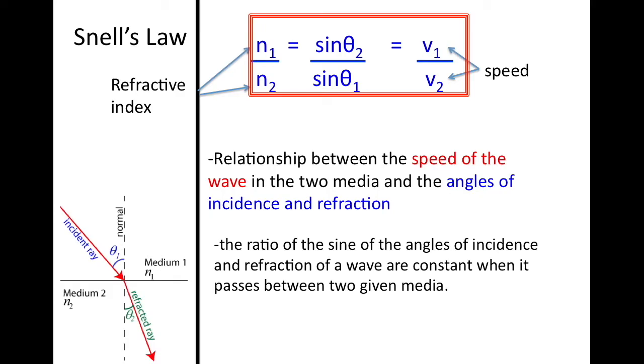Snell's law is this equation, and it pretty much just states the relationship between the speed of the wave in the two different media and the angles of incidence and refraction. It is the ratio of the sine of the angles of incidence and refraction of a wave that is constant when it passes between two given media.